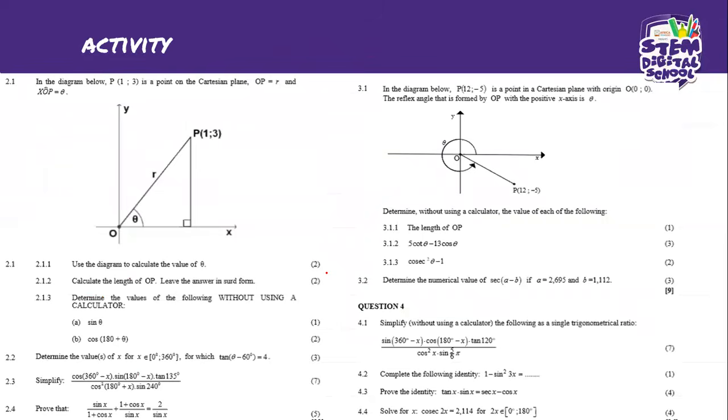All right, thank you very much. We are now having the activity. You can take these questions and test yourself, practice with these questions, so that you can strengthen your understanding of this topic of trigonometry.